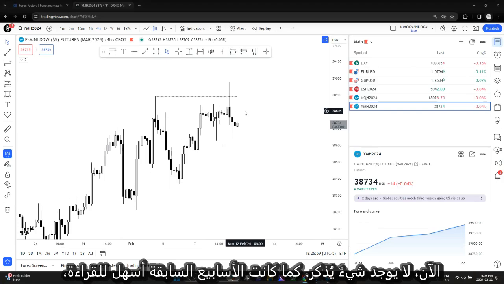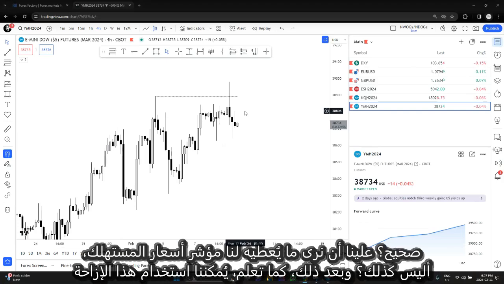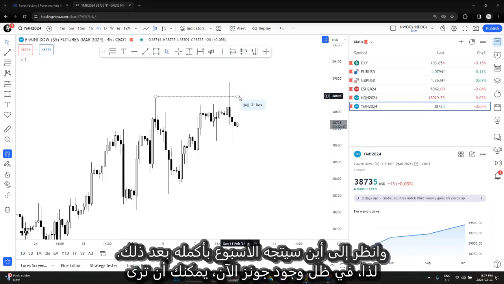Like the previous weeks were much easier to read, right? We need to see what CPI gives us, right? And after that, we can use that displacement and see where the entirety of the week afterwards will go.